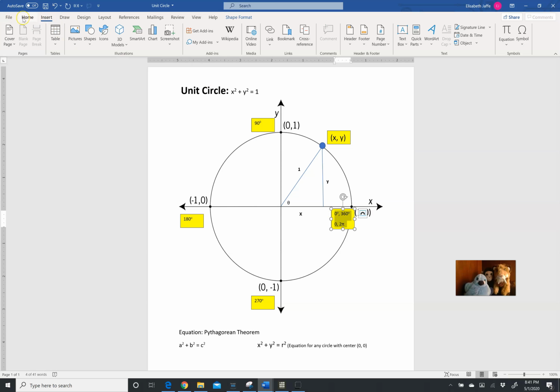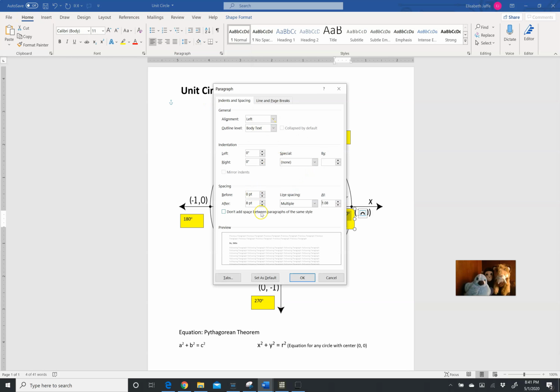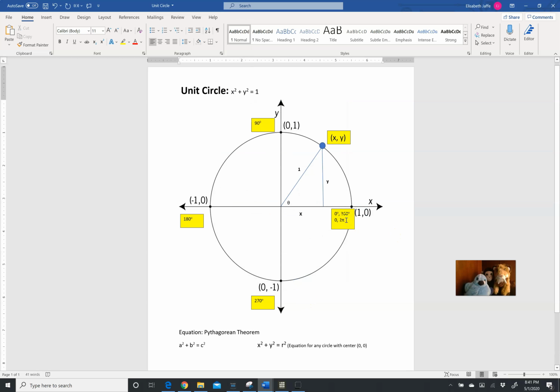Sorry for all of this formatting. I'm going to include this in the board notes. So I want to just make sure that it's clear. Okay. So it's 0 or 2 pi radians.